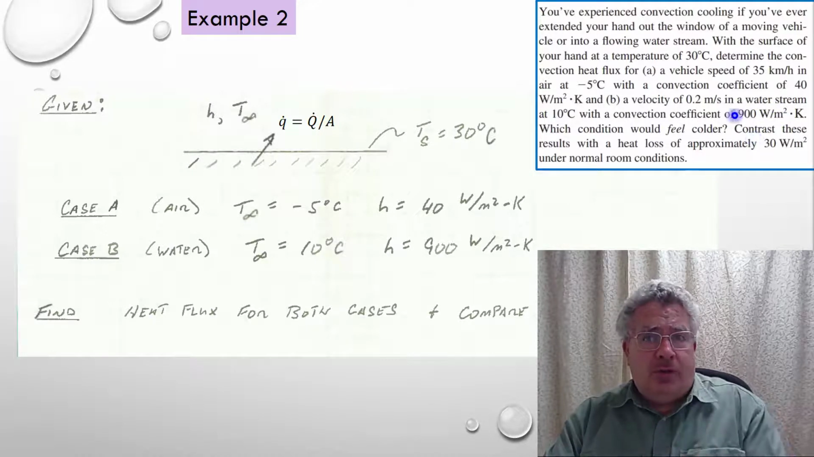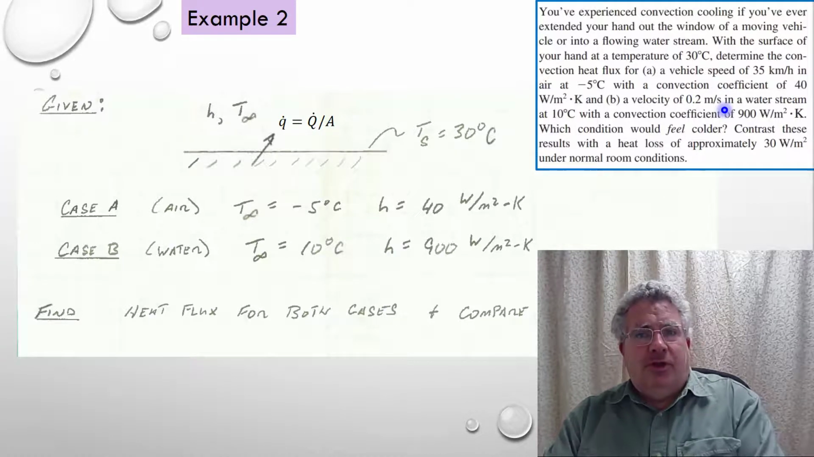Now I want to point out to you that this is extra information. The 35 kilometers an hour and the 0.2 meters per second are both extra information. Those relate to these convection coefficients.